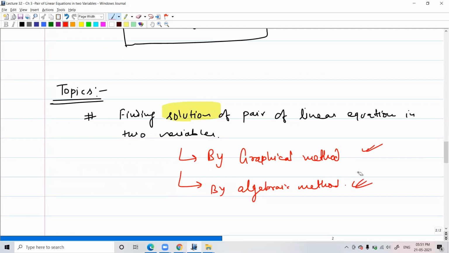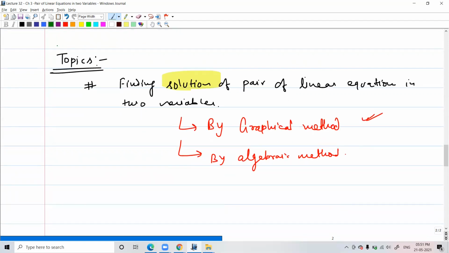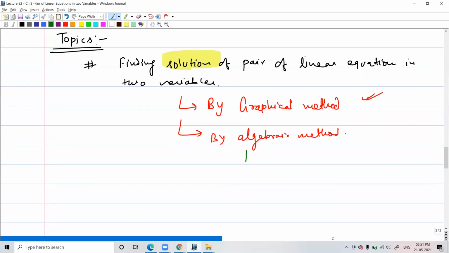Now when I say algebraic, we are going to do some algebraic calculations. Using that we will find the solution. So in the algebraic method, we are going to learn three types. I'm just giving you a summary of what all things we are going to do. There is a method called substitution method, for finding the solution of linear equations in two variables.